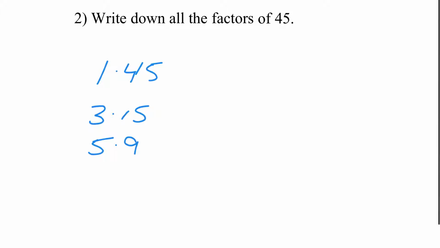9 times. 6 will not go into it. 7 will not go into it. 8 will not go into it, but then 9 does. 9 goes into it, and it goes 5 times. At that point, we're repeating ourselves. So all the factors of 45 are 1 and 45, 3 and 15, and 5 and 9.